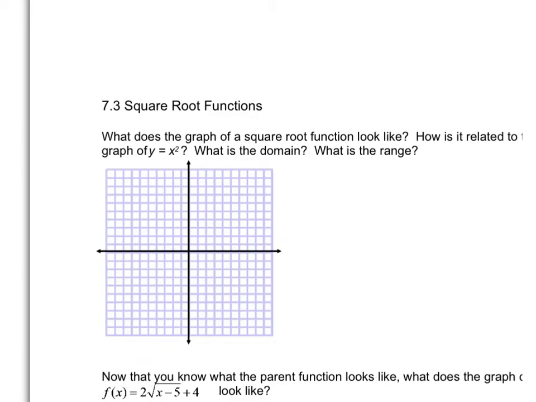So y equals x squared gives us a graph that looks like that. We can get a better idea, though, if we graph some points. So let's get rid of this and be a little more careful with it. We know the vertex is at 0, 0.